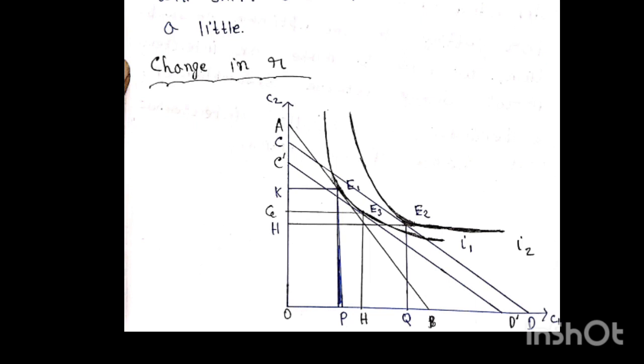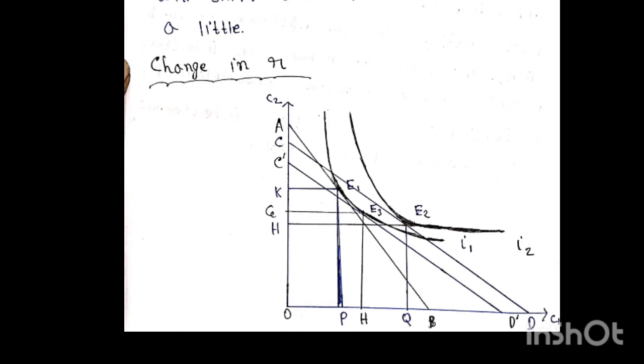Now we will try to represent graphically whatever is happening here. At first, if you noticed, the budget line was AB and the indifference curve was I1, then the equilibrium was at point E1. Then our consumption of the present period is OP, and our consumption of the future period is OK.